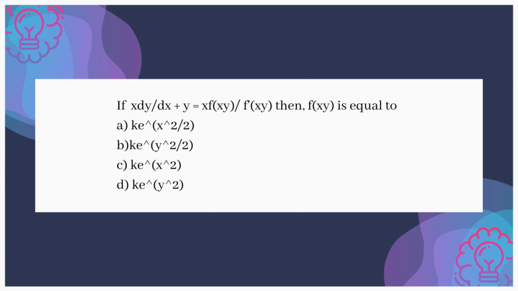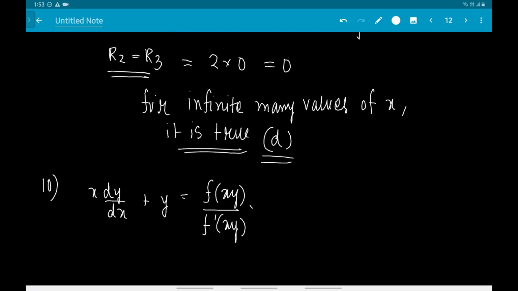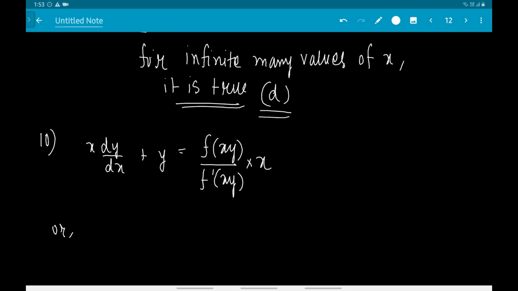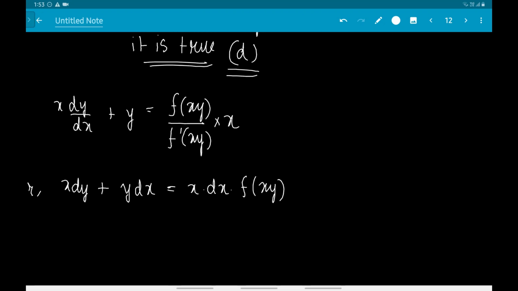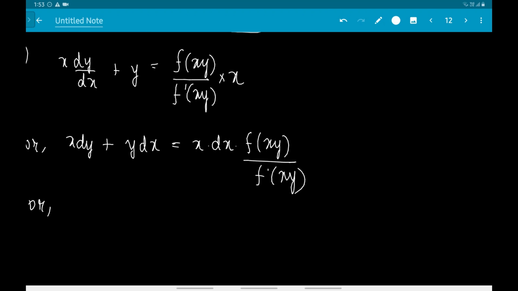It is given that x dy by dx plus y is equal to f of xy by f dash of xy into x. Here what we will do, we will write it in this way: x dy plus y dx is equal to x dx into f of xy by f dash of xy. We have to find the value of mod of f of xy. Now x dy plus y dx is actually d of xy, equal to x dx into f of xy by f dash of xy.